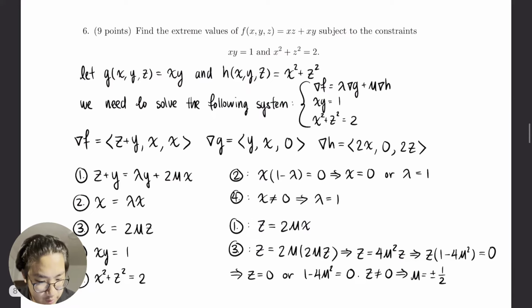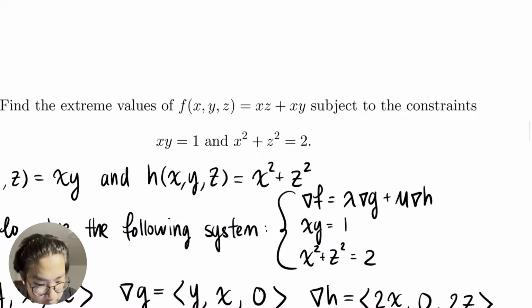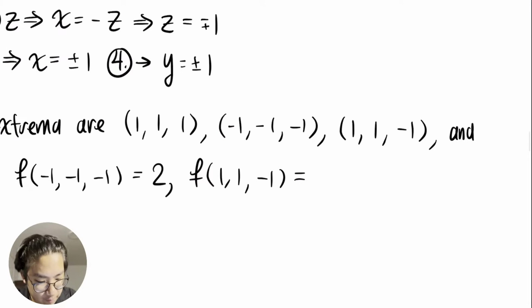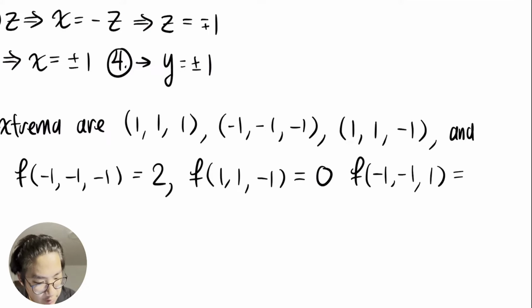In this case here, I think we get 0 instead. So we go 1 times -1 plus 1 times 1. So we should get 0, I believe. And then the last one will also be 0. F of -1, -1, 1. This is also equal to 0.